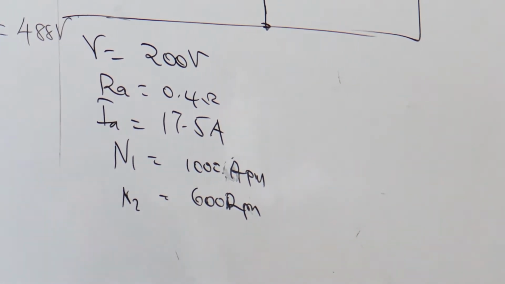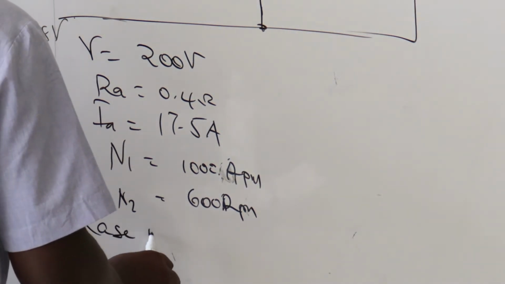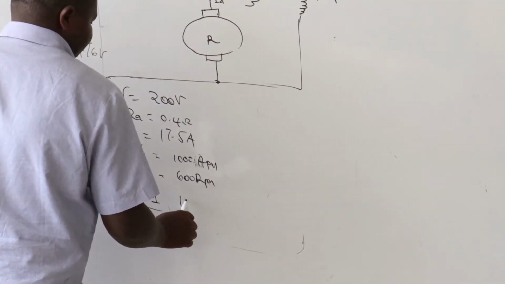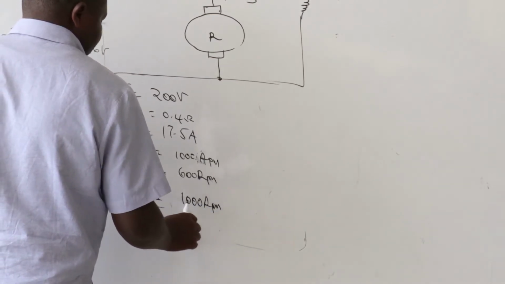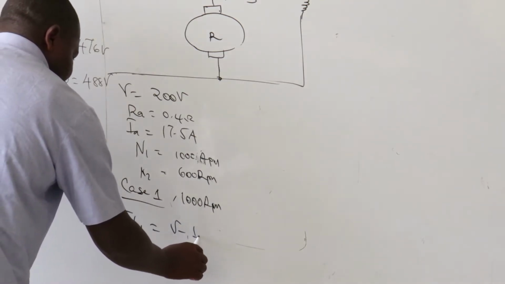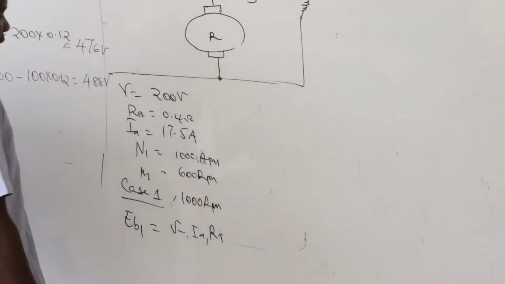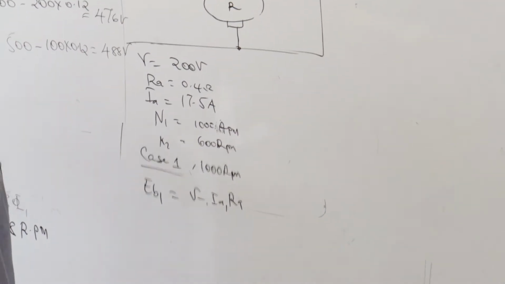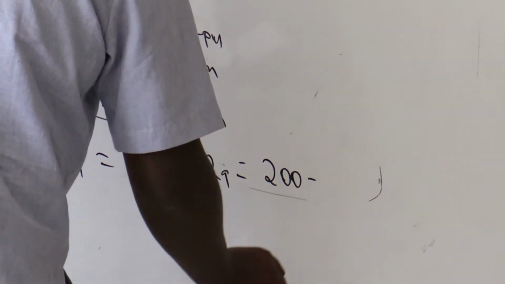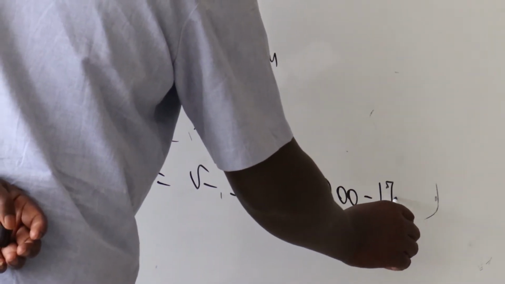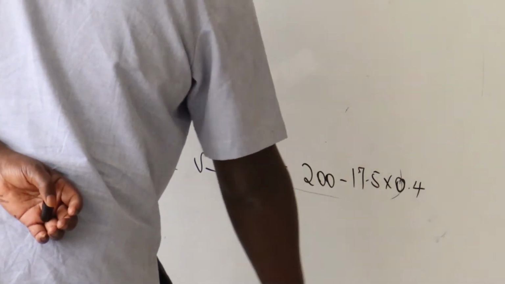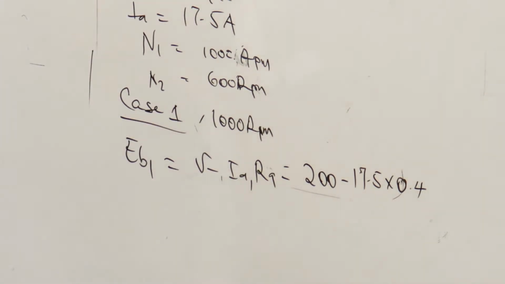Now, again, we need to take case 1, when the speed is 1000. So we are saying EB1 is equal to V minus IA1 RA. So this is 200 minus, what is IA? 17.5 times 0.4. That should give you the back EMF.